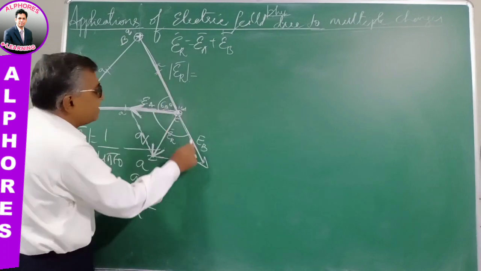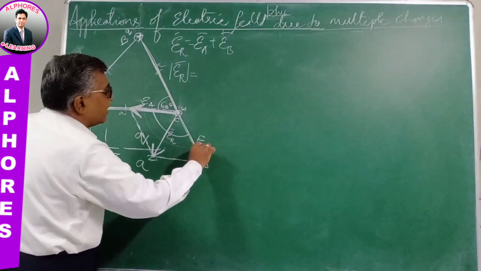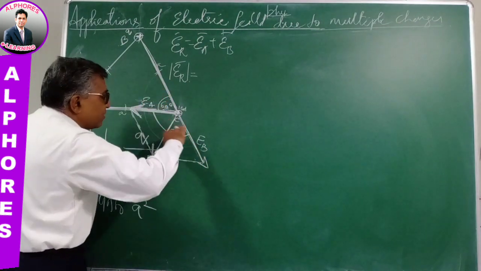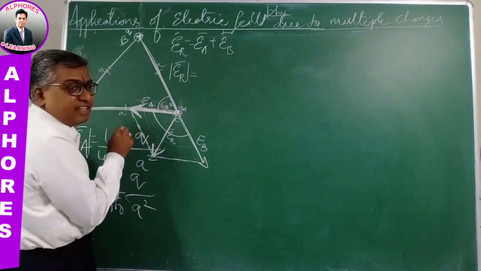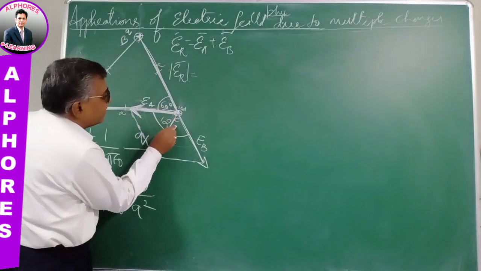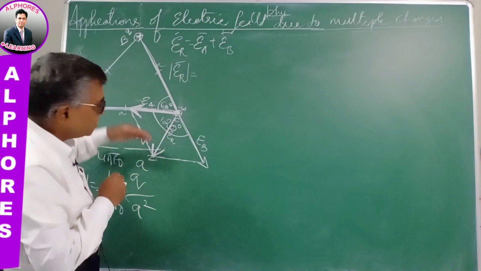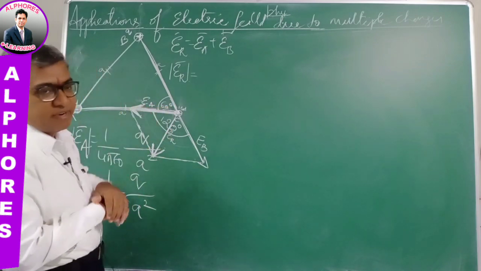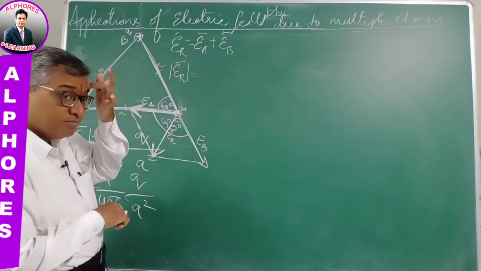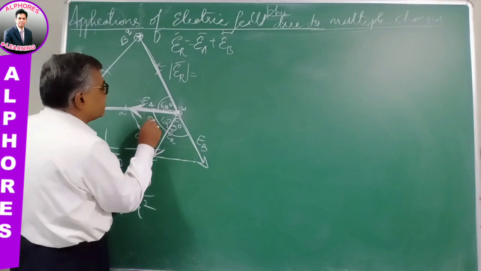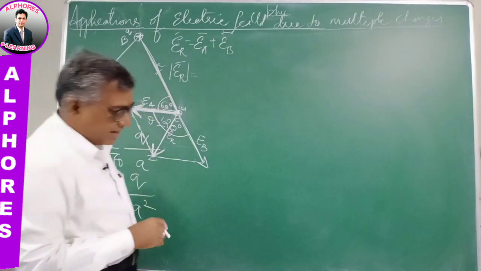But this is a straight line. Angle in a straight line is 180 degrees. Out of this 180 degrees, it is already 60 degrees. So the remaining angle here is 120 degrees. So the angle between the vectors EA and EB is 120 degrees, right? So the angle theta is 120, our required angle.